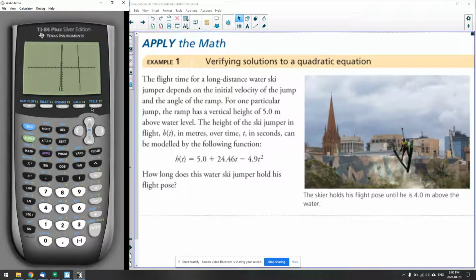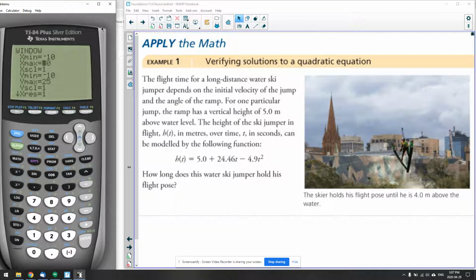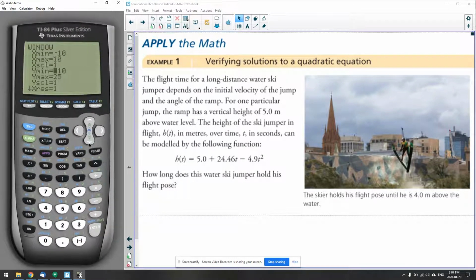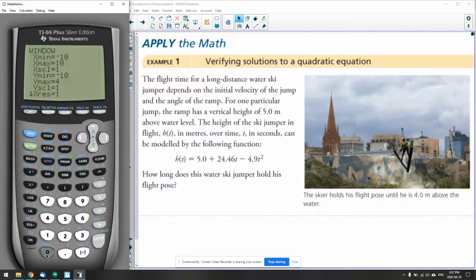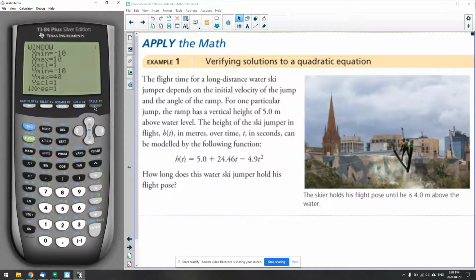And we'll notice we don't see all of our graph. So we need to increase our y max because we would kind of like to see the top of the graph. So we're going to go to our window settings under window. We're going to increase our y max to, we'll try 25. Hit graph. Oh, we need a little bit more. We'll make it 40. And we'll hit graph.